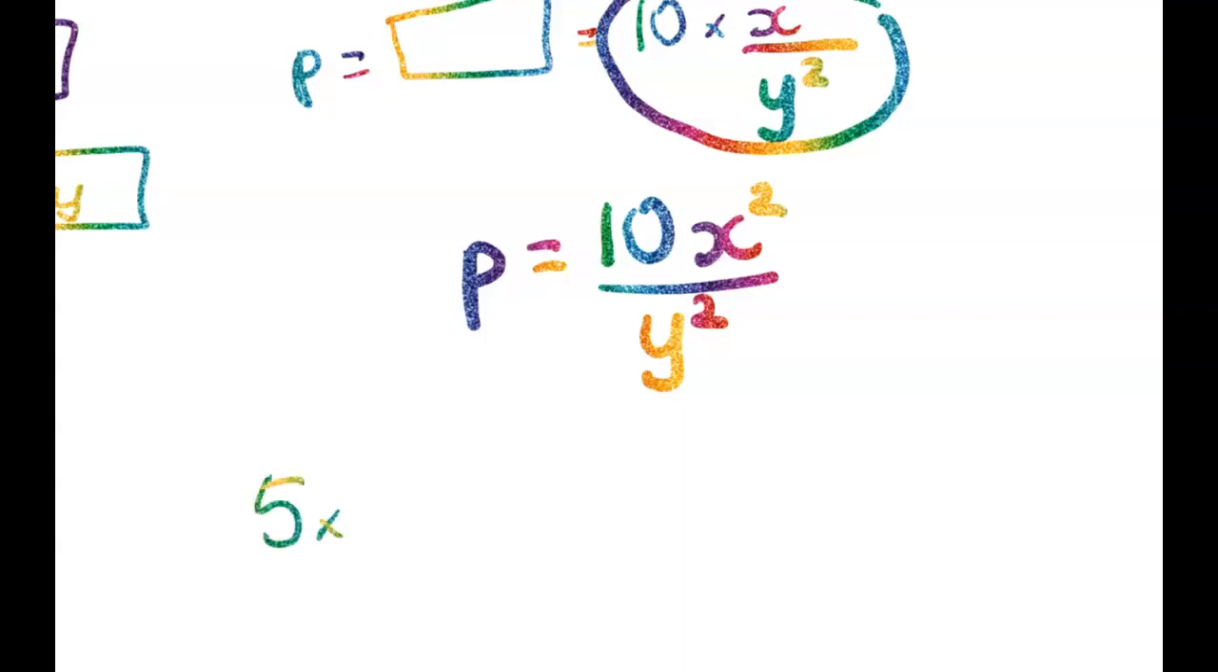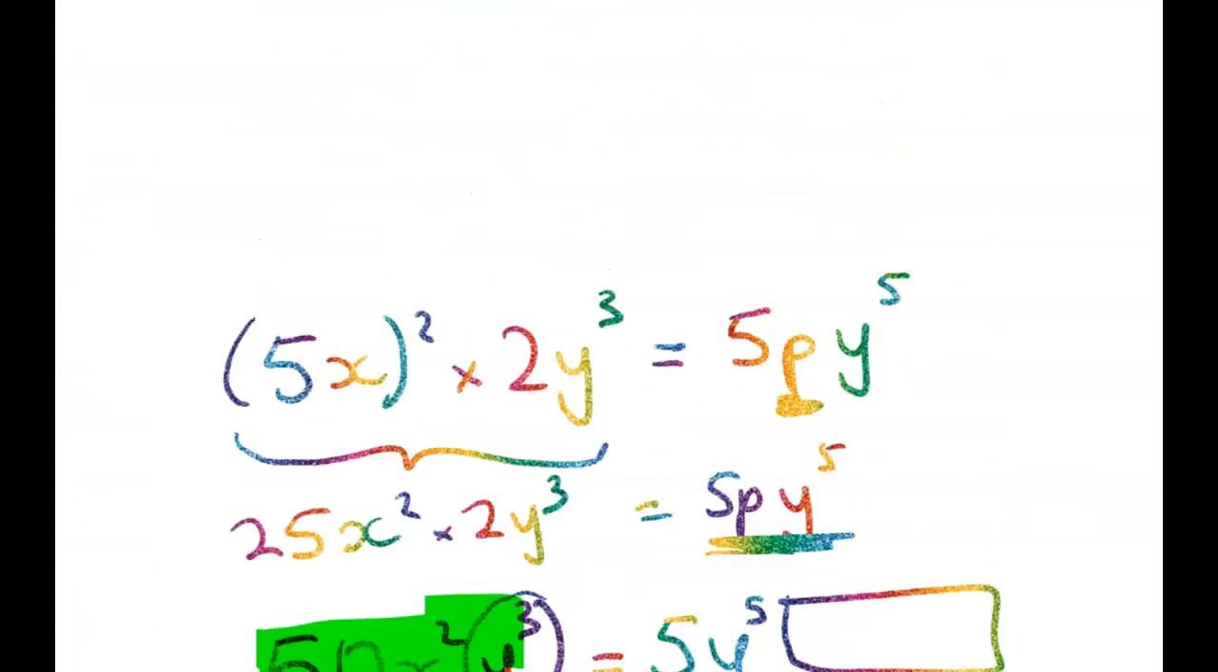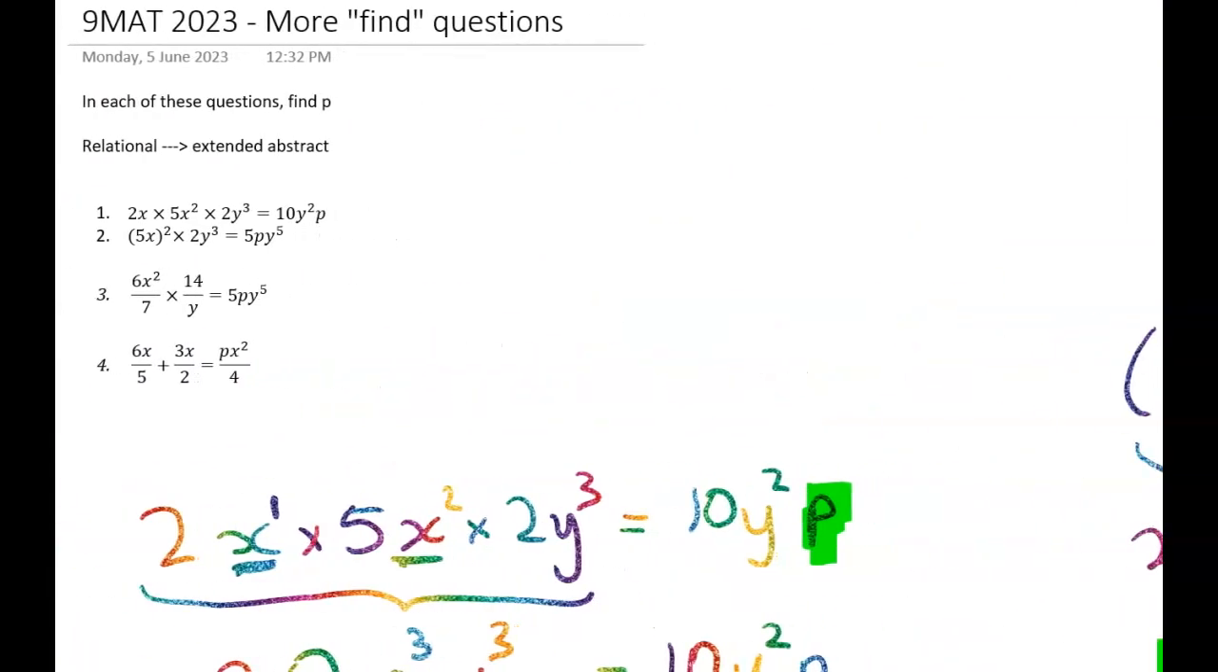5 times p, 10x squared over y squared, times y to the power of 5 will give me 50x squared y cubed. Okay, so big smiley face. That looks good. All right, on to the next two.